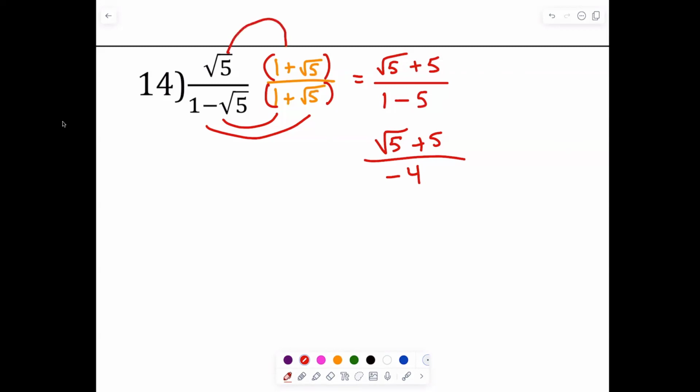Radical 5 times 1. What's radical 5 times 1? What's radical 5 times radical 5? You with me on this? How did you get the 1 minus 5? Like 1 times 1 is 1. Radical 5 times radical 5 is 5. The middle term cancels out. When you do the smiley faces, those cancel. One is a negative radical 5. The other one is a positive radical 5.